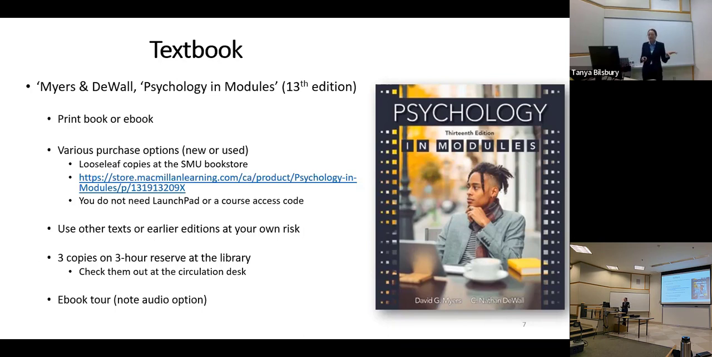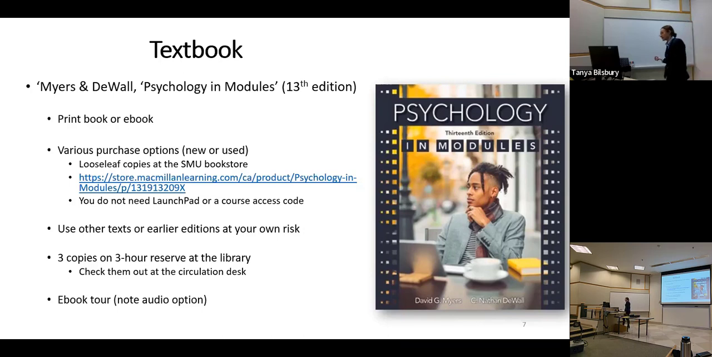I've also put 3 copies of the text on 3-hour reserve at the library, and you can check them out at the circulation desk. What that means is that the book is an instructor copy that is literally behind the circulation desk. Let's pretend this is the circulation desk and there's a librarian. There are bookshelves behind there, and those are course textbooks. There's one for Psych 1000 Billsbury, and you can get the book there. You can read it for 3 hours before you give it back. You're not able to take it out of the library.